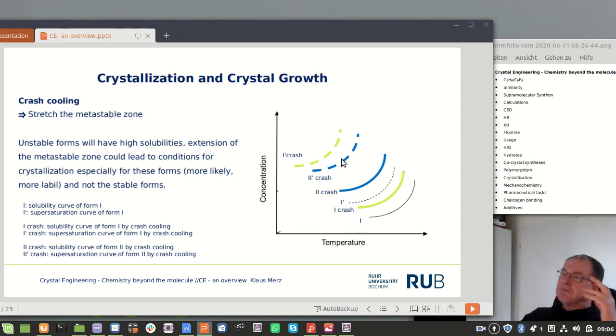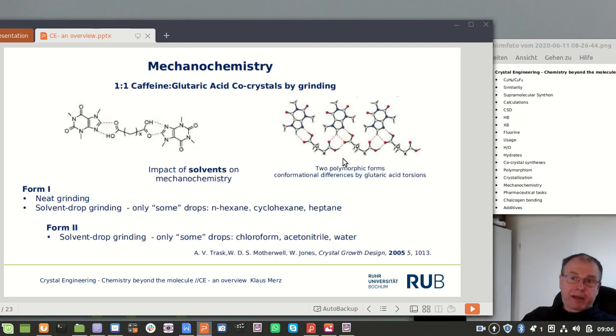When we talk about mechanochemistry, yes, so this world of crystallization without solvents in general, but the difference of neat grinding, solvent drop grinding, liquid assisted grinding, something like this, and all, sometimes mystery. Sometimes one drop of a solvent is still enough to switch from one form to the other form. Very interesting topic.